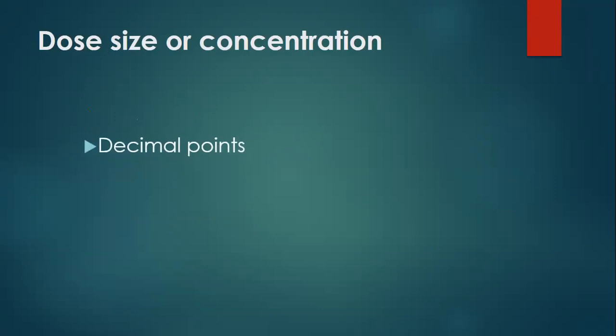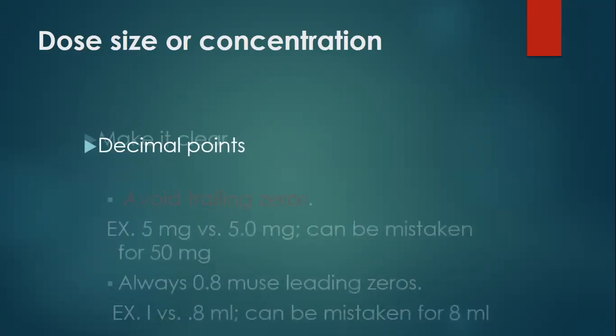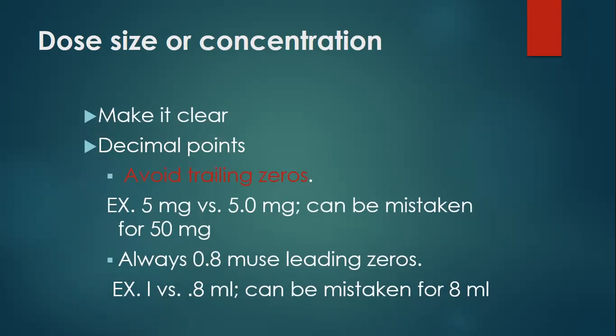Then the dose or the concentrations. Decimal points, make it clear. Avoid using 5.0, because 5.0 can sometimes be confused with 50. So 5 milligrams and 50 milligrams is a big, huge difference. And if you want to use decimals, put a zero before it. If it is 0.8, you should write 0.8 to make it clear, rather than just .8, because it can be missed or it can be treated as 8 ml. So 0.8 and 8 is also a huge difference. You need to take this into consideration.